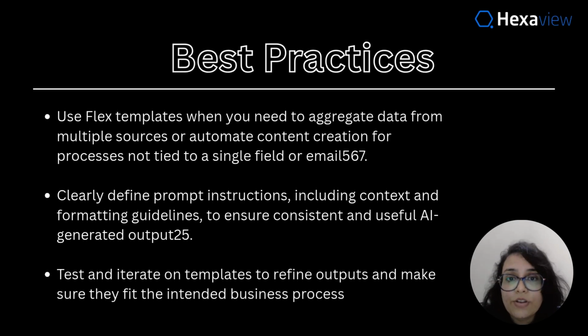When working with flex generation, it's best to use these templates when you need to pull data from multiple sources or automate content creation that isn't tied to a single field or email. Clearly define your prompt instructions. Include the right context and formatting guidelines to ensure consistent, high quality AI output. And just like with any automation, make sure to test and iterate. This helps refine the results and ensure the generated content aligns with your business process.